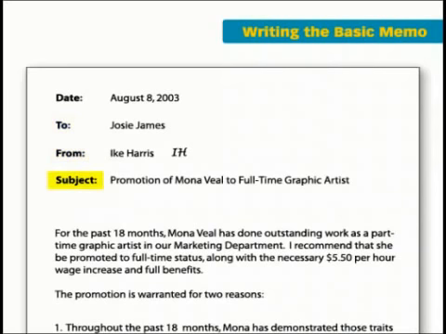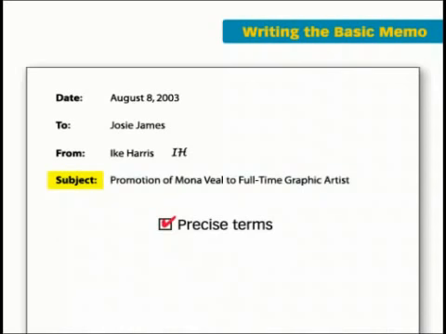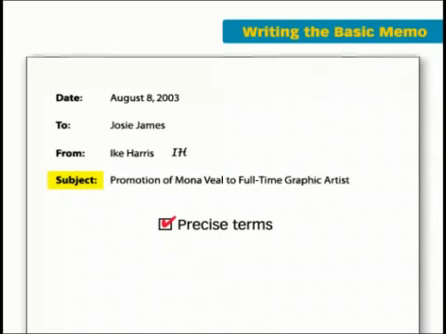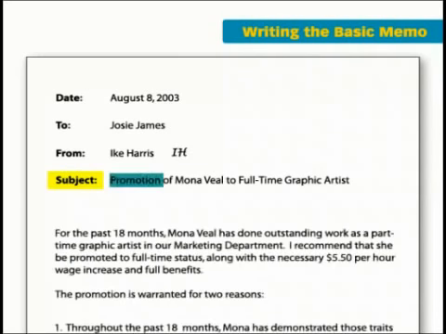The subject line identifies the memo's topic in a tightly worded phrase. Avoid vague or confusing wording. Instead, use precise terms that your reader will understand, that make the memo memorable, and that simplify filing. Capitalize the first word and all main words in your subject line.